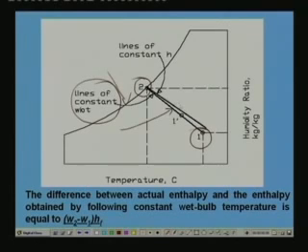Whereas this line shown here is a constant enthalpy line. So, there is a difference between the constant enthalpy line and the constant wet bulb line, and what is that difference? From energy balance you can show that the difference is nothing but (W2 minus W1) times hf.